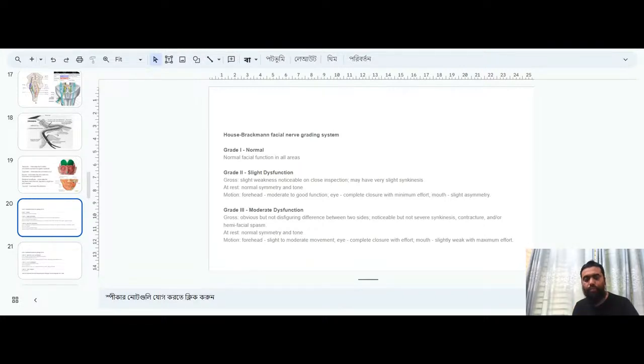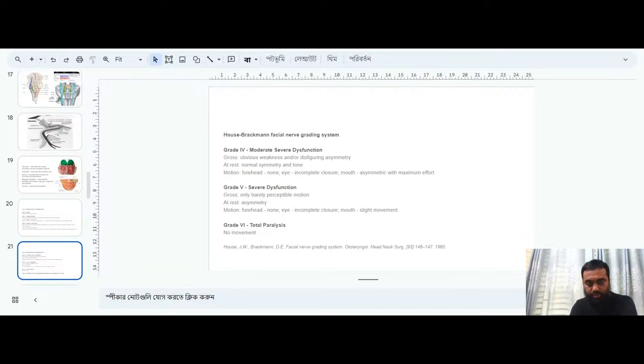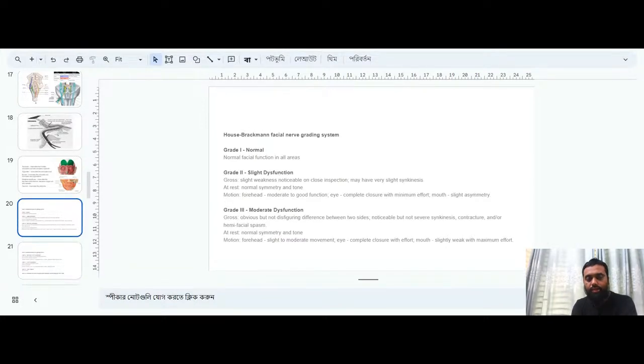It has different components like growth, at rest, and motion. You can read it, you can go through it. The grade 1 injury is the normal. When facial nerve function is normal, it is grade 1. When there is complete paralysis of the facial nerve of one side, that is grade 6. And other grades are in between.